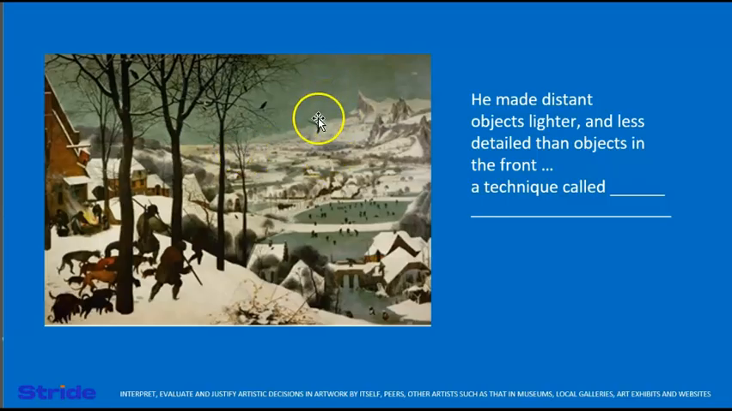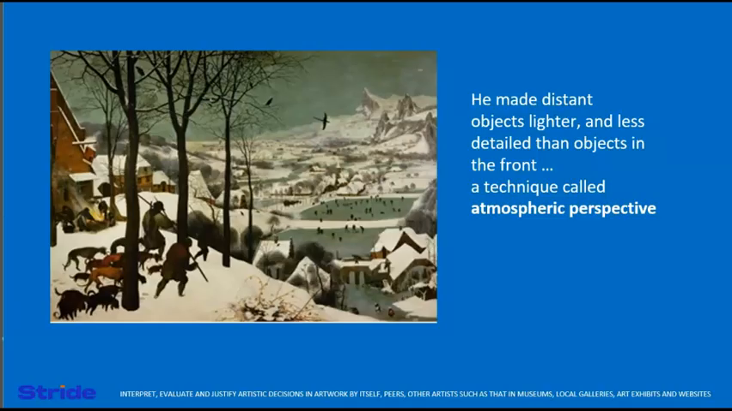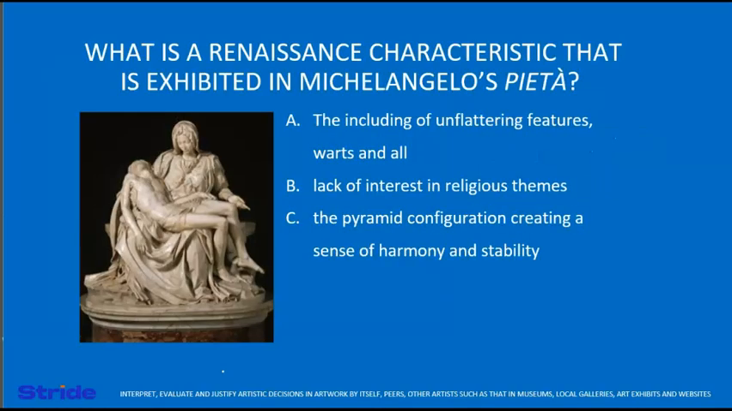He made distant objects lighter and less detailed than objects in the front. This technique is called, does anybody know? You know if you've already read through the module. The technique is called atmospheric perspective, where objects in the distance are lighter and less detailed than objects in the front. Atmospheric perspective.